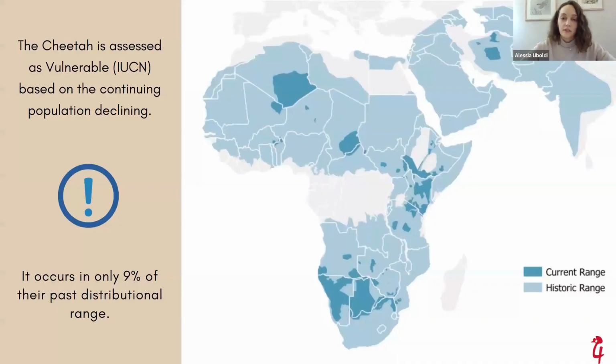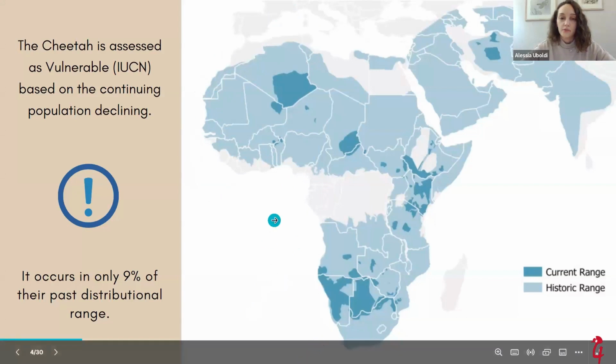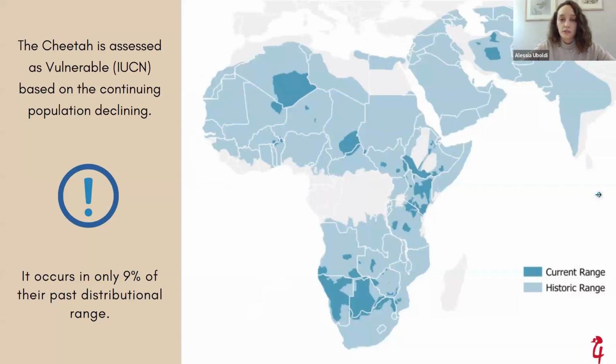In fact, we can see from this map the historical distributional range in light blue, and in dark blue, the current distributional range. So now cheetahs only have 9% of their historical range, and since this trend is continuously decreasing, IUCN classified cheetah as vulnerable.